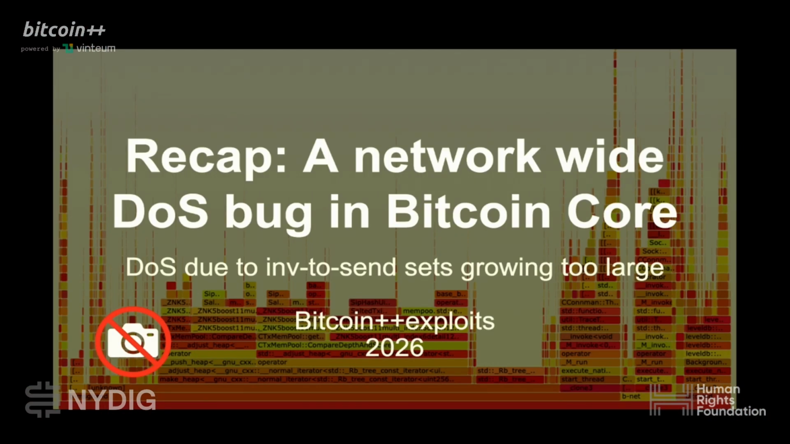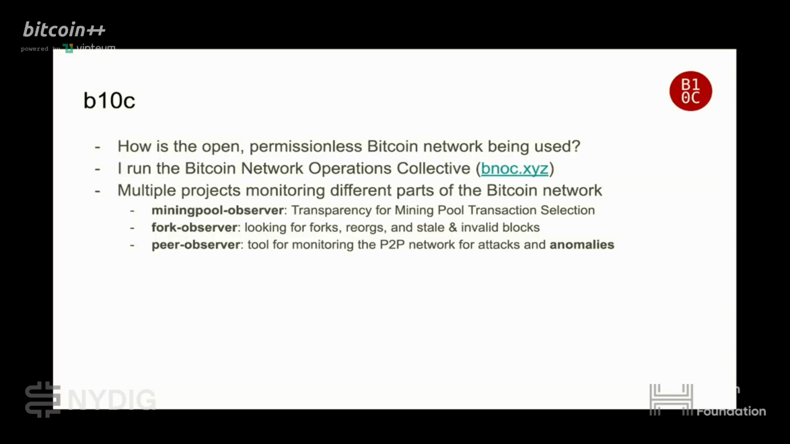I'm here to recap a bug with you, a network-wide bug that affected all or mostly all of the nodes in the Bitcoin network. The bug was in Bitcoin Core, and it's titled DoS to inf to send sets going too large. And if you don't know what inf to send sets are, yeah, stay around. Lisa already did a great introduction.